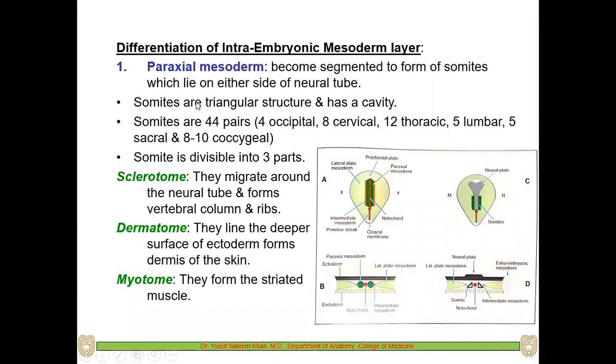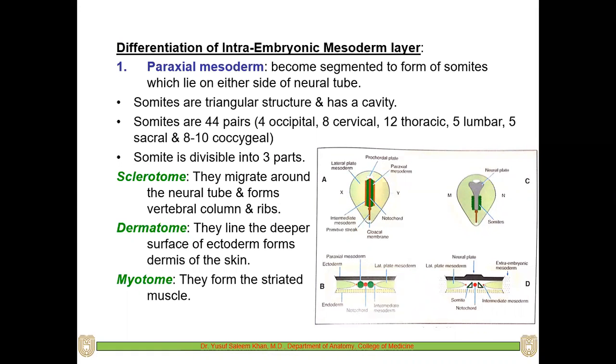Somites. Okay. Somites are triangular structures. If you take a section at this level, this is how it looks. Initially, they will be rounded here. So later, they form somites. These are the somites, which are triangular structures and have a cavity inside. Okay. Somites are 44 pairs: 4 occipital, 8 cervical, 12 thoracic, 5 lumbar, 5 sacral, and 8 to 10 coccygeal.